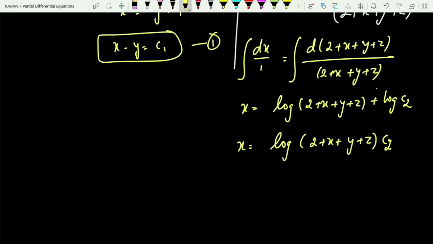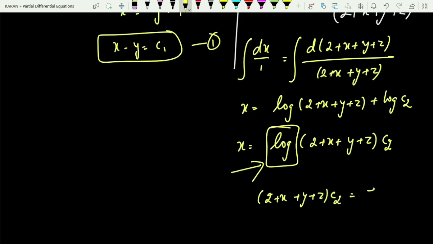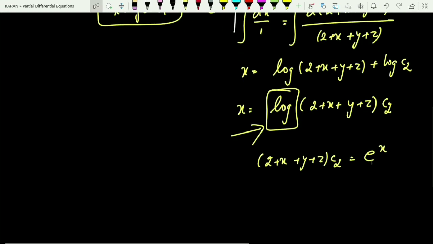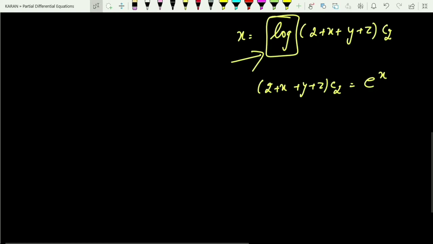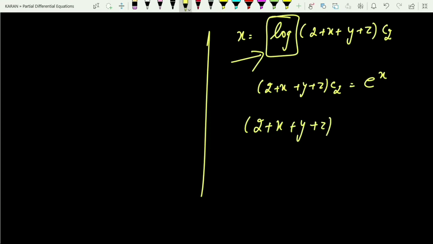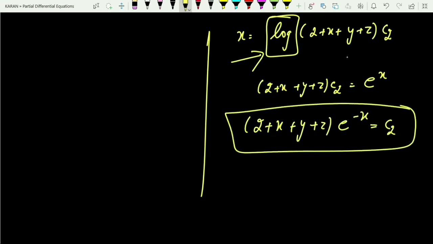Now we have to vanish this log. And how can I vanish this log? This is nothing but 2 plus x plus y plus z into c2 equals e raised to power x. Simple. And now take the constant on the other side and bring the exponential on the left side. So this will be 2 plus x plus y plus z multiplied with e raised to power minus x equals some constant c2 prime, where c2 prime is nothing but 1 by c2, again a new constant. Now this is my equation number 2.